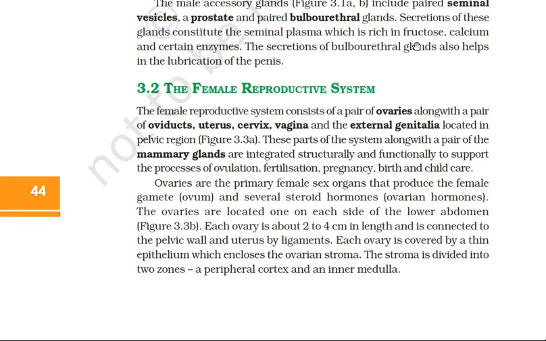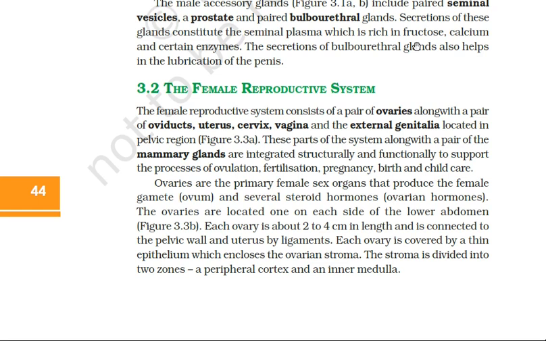Chapter three, human reproductive system. In that you have already learned about the male reproductive system, various organs of the male reproductive system, the ducts as well as the different glands associated with it. Today we will begin with the female reproductive system, the organs and ducts associated with it, as well as the functions of the different parts of the female reproductive system and the process of gametogenesis.